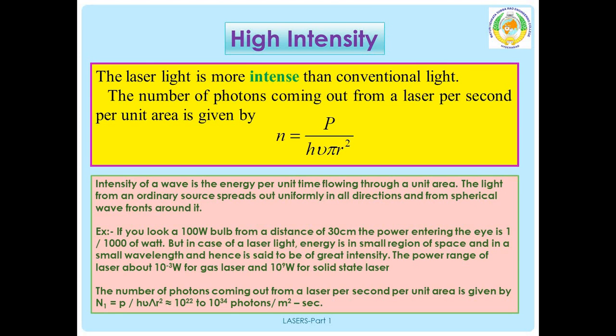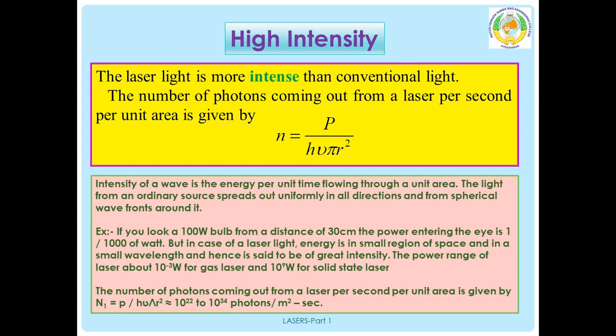The light from an ordinary source spreads out uniformly in all directions and forms spherical wavefronts around it. Let me explain to you clearly. If I take an example, let us say we look at a 100-watt bulb from a distance of 30 centimeters.